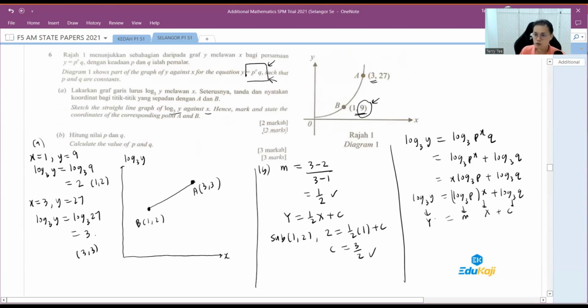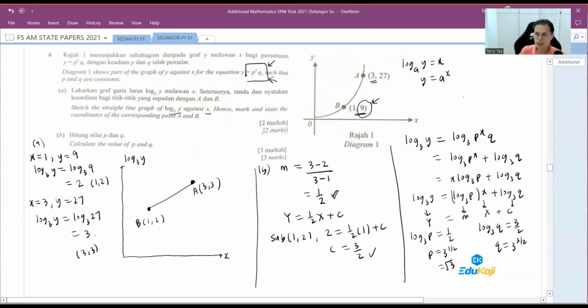Okay, I just need to compare my gradient from the equation with the gradient that I got from the graph, which is half. Okay, by changing from logarithm form to index form, remember, if I say log a y equals x, your y is now a power x. So p is 3 power half. You can write this as square root 3. Okay, and likewise, if I compare my y-intercept, my log base 3 q is now 3/2. Your q is 3 power 3/2.